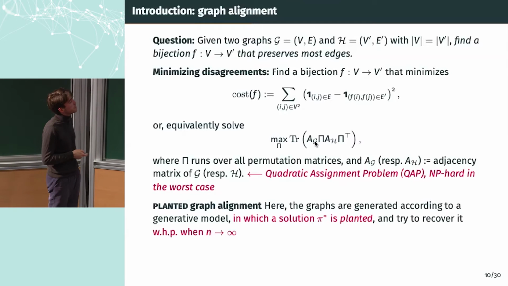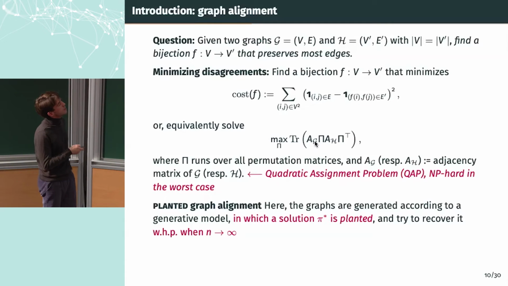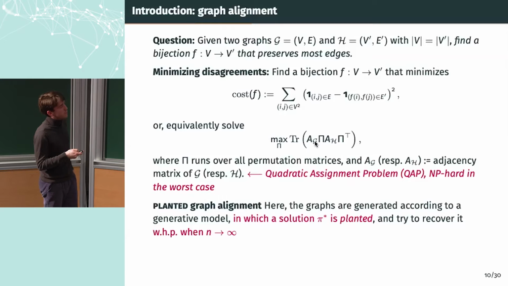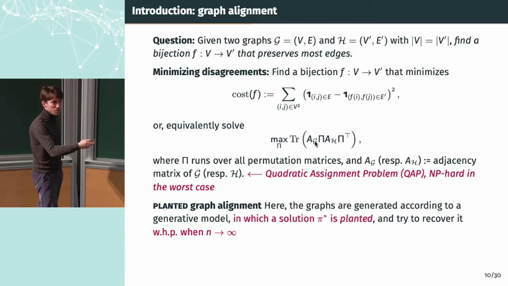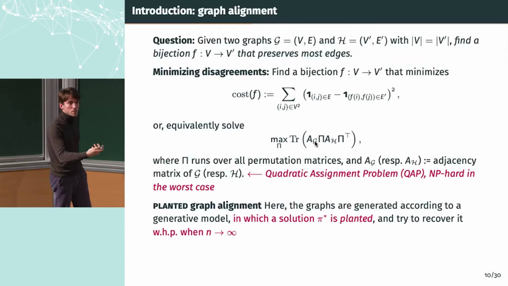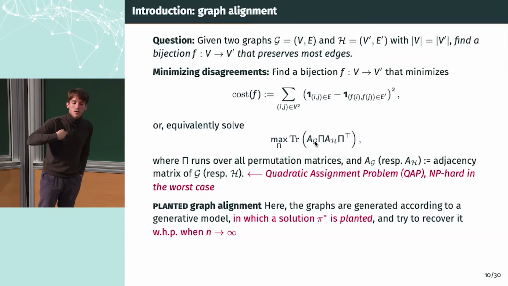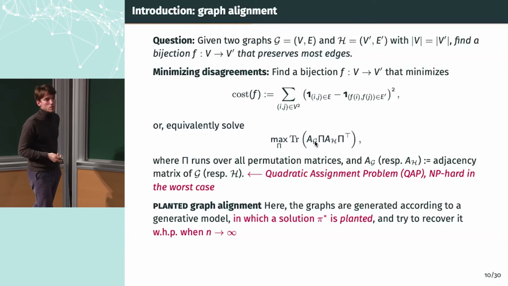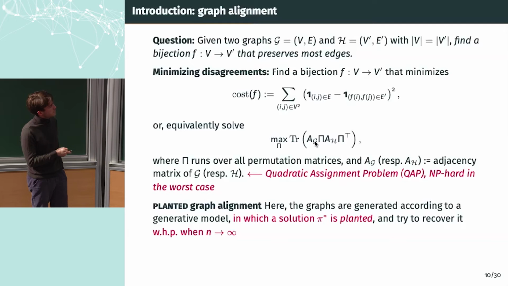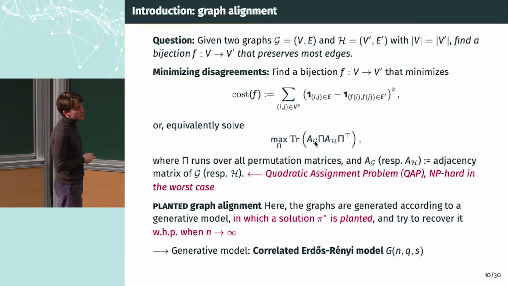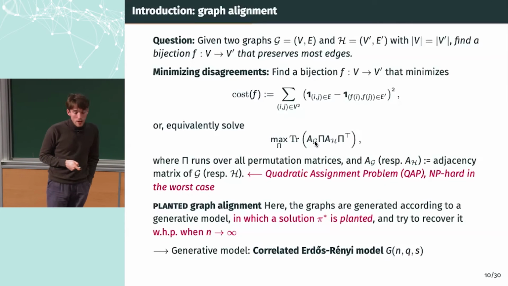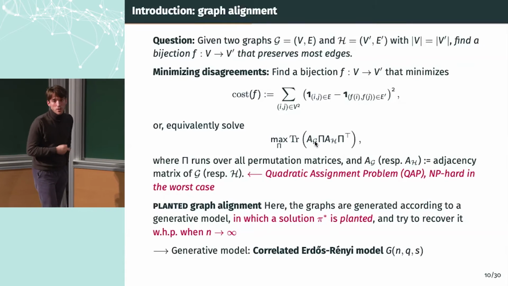I also want to recover the signal with high probability when n goes to infinity. N is the size of the graphs. I will look at large graphs and asymptotic results on this. The model that I will consider now for this problem is the correlated Erdős-Rényi model that I will describe just now.